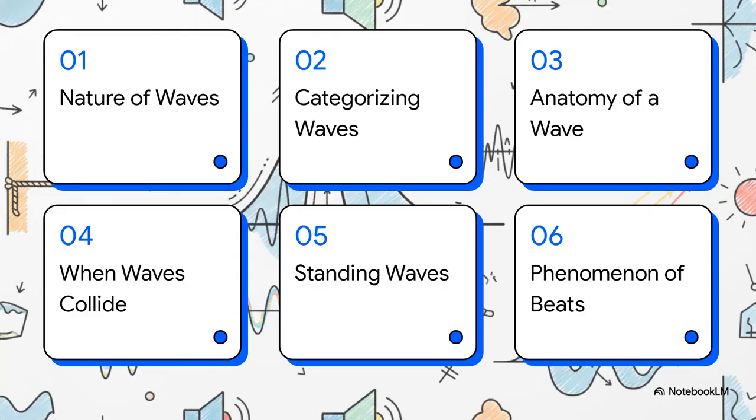Okay, let's dive into this. Here's our roadmap for today. First, the nature of waves. Second, categorizing wave types. Third, the anatomy of a wave. Fourth, when waves collide. Fifth, boundaries and standing waves. And finally, number 6, the phenomenon of beats.